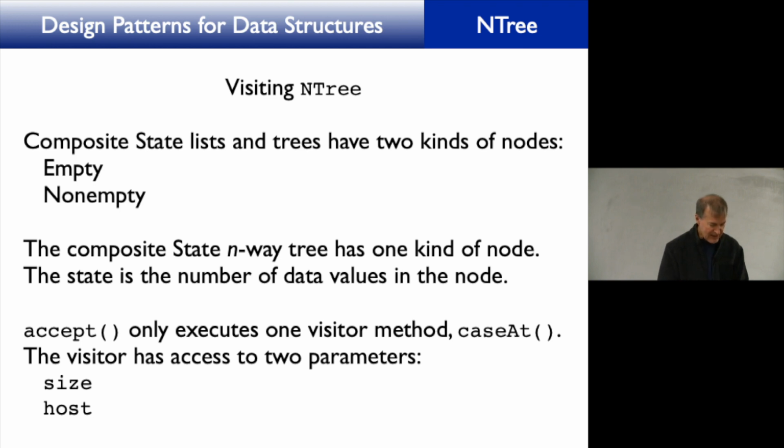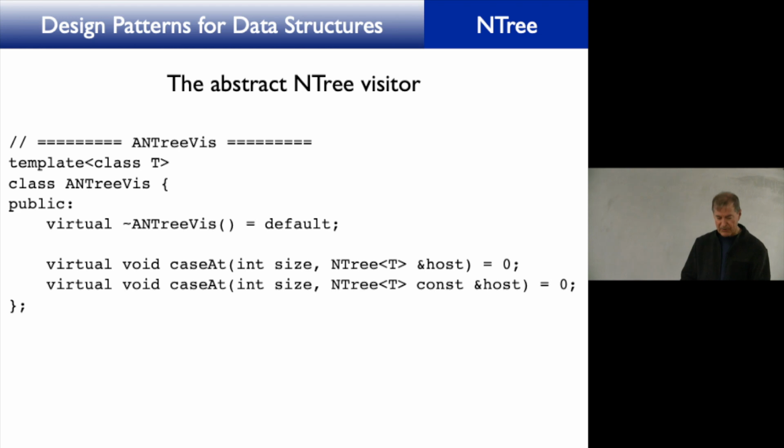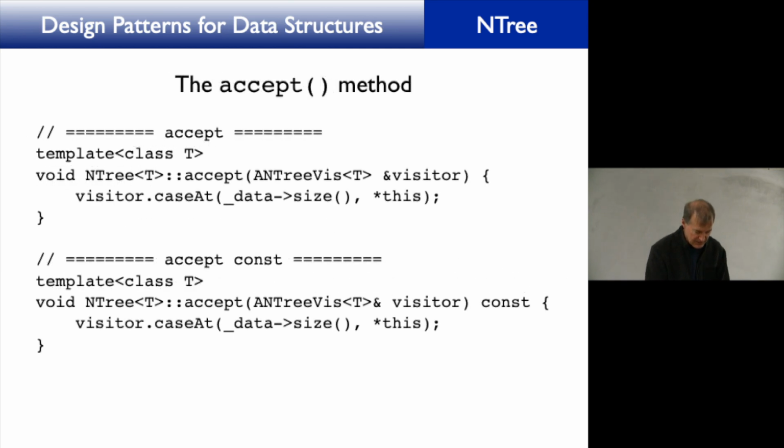So now let's do an example. Well, before we do an example, let's take a look at the abstract n-tree visitor. What are the two parameters that case_at has? A size and a what? And an entry, which is the host. And there's the constant version and the non-constant version. Are you with me?